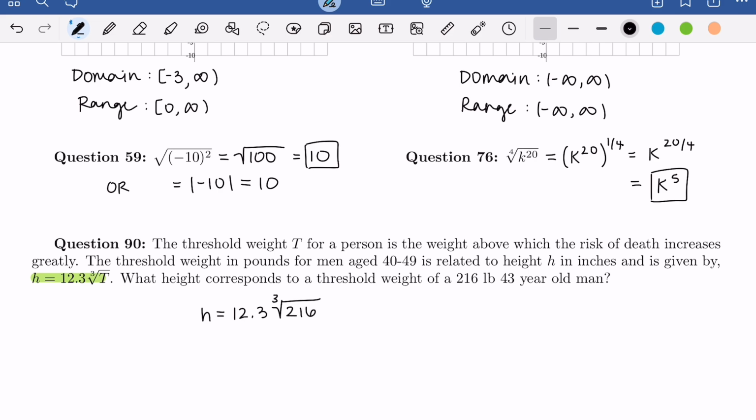first we want to evaluate the third root of 216 and then multiply it by 12.3. Well, the third root of 216 is 6, so we're just going to multiply that here. So we're going to get 73.8 inches. So that's how we would work a word problem here using our radicals.